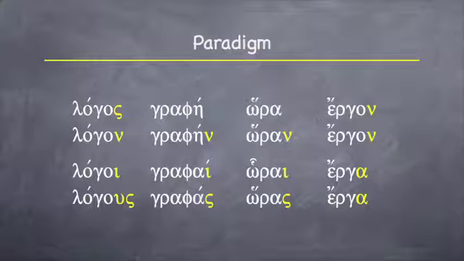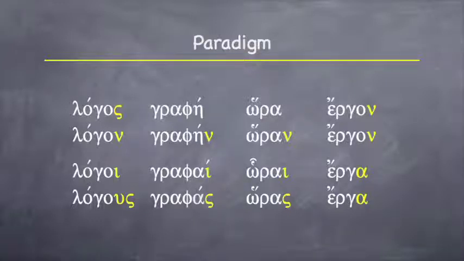Now, there's something in the feminine that I need to point out. You'll look at graphe, graphen, and then hora, horan. They're exactly the same, aren't they? Except that the final stem vowel is an alpha or an eta. But you can see it's the same thing going on in terms of case endings, don't you?